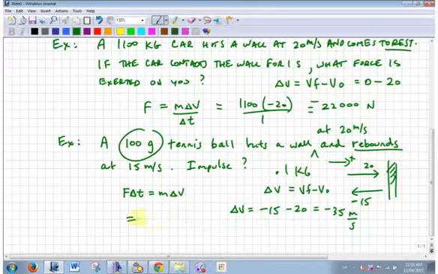So then my impulse is 0.1 times the change in the speed, which is 3.5. Negative just implies the direction. And that's kilogram meter per second.